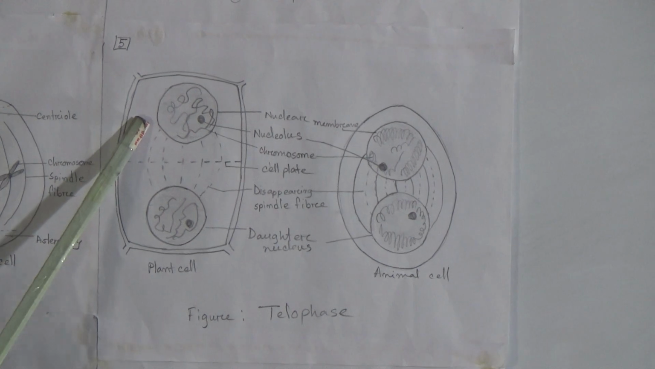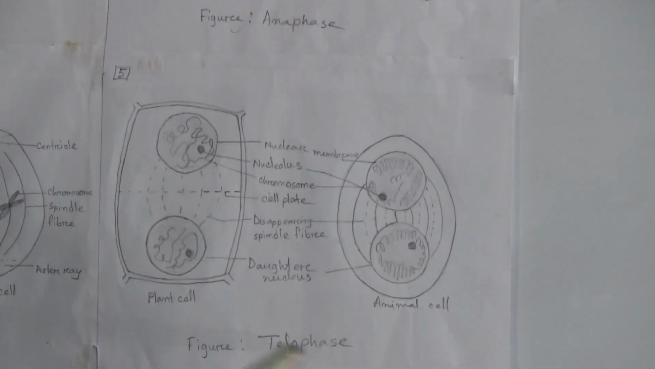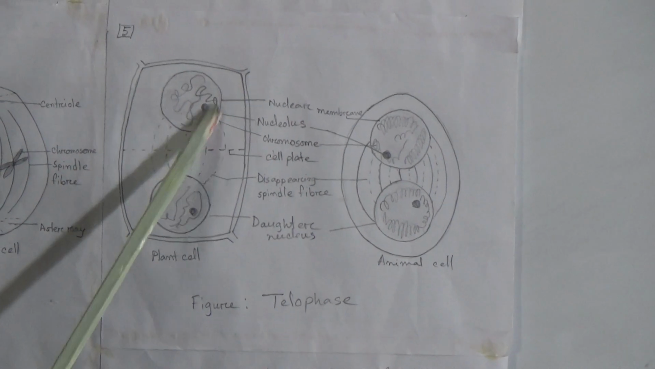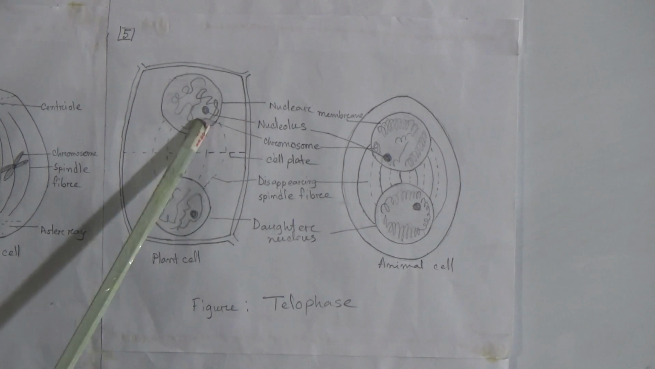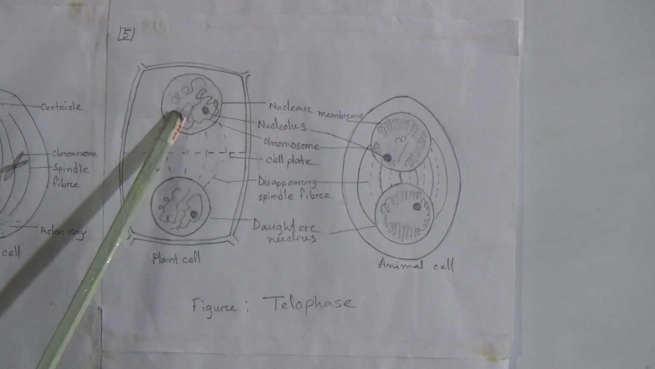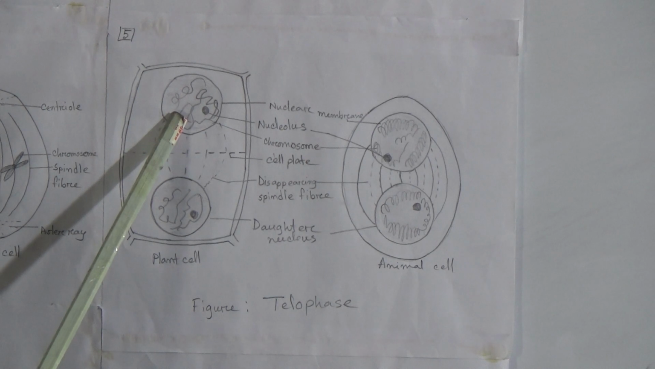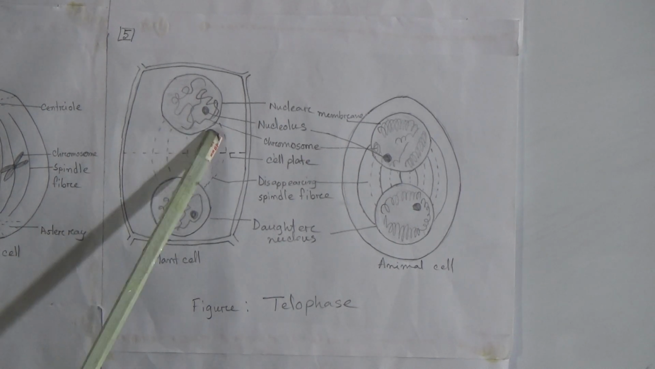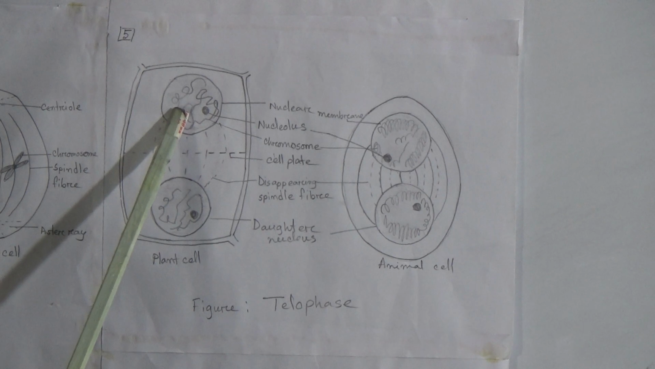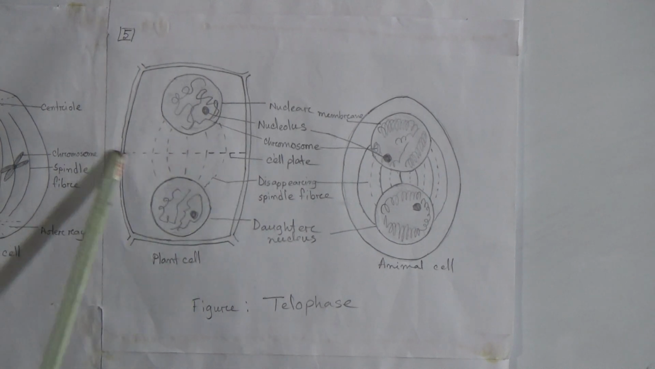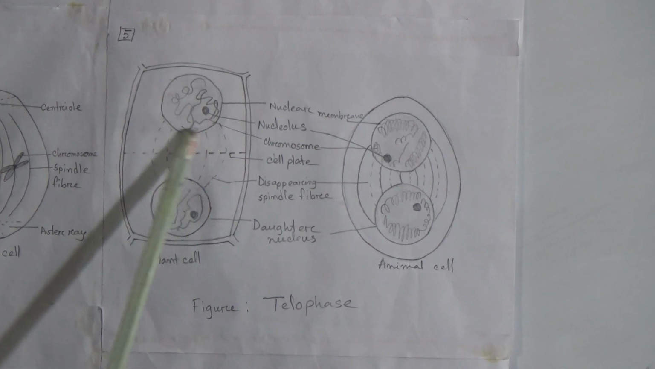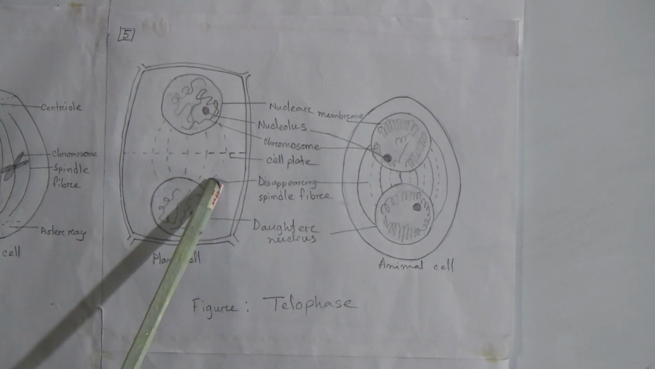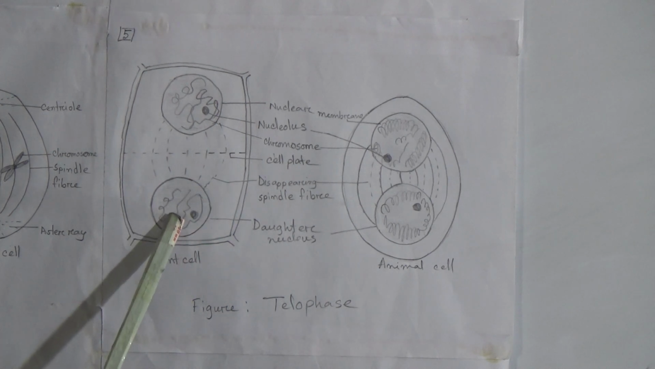Next one is the last stage of mitosis, and that is the telophase. Here they make the daughter nucleus, the nuclear membrane appears, and the nucleolus also appears. This is the opposite of prophase. By releasing water, the chromosomes become thin, and in the plant cell the cell plate appears, and the spindle fiber or spindle apparatus disappears, and we get the daughter nucleus.